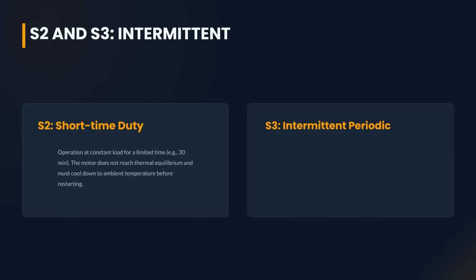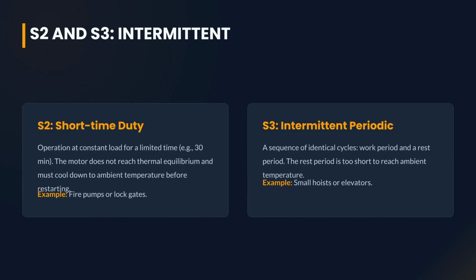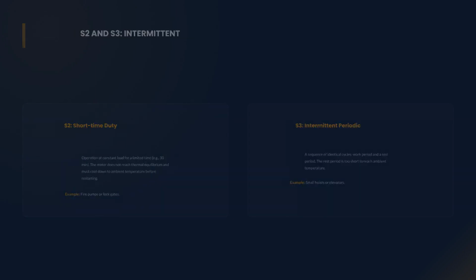S2, short-time duty, runs at a constant load for a limited time, like 30 minutes, without reaching thermal equilibrium, followed by a long rest. S3, intermittent periodic, uses identical work and rest cycles, but the rest period is too short for the motor to cool to ambient temperature.